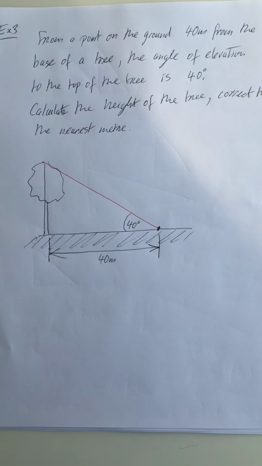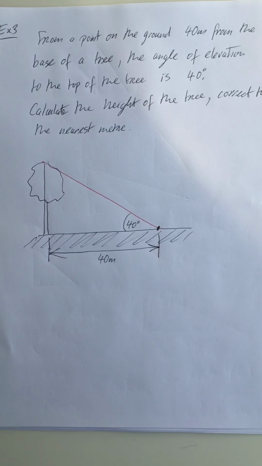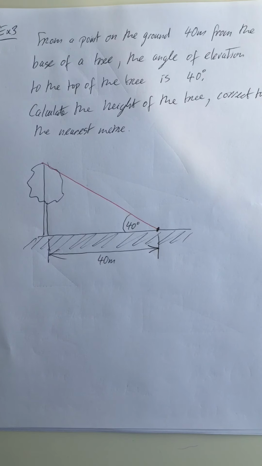Okay, example 3. This is a classic kind of problem to do with heights of trees or heights of houses or heights of buildings or flagpoles, etc. What we have here is from a point on the ground, 40 meters from the base of a tree, the angle of elevation of the top of the tree is 40 degrees. Calculate the height of the tree correct to the nearest meter.